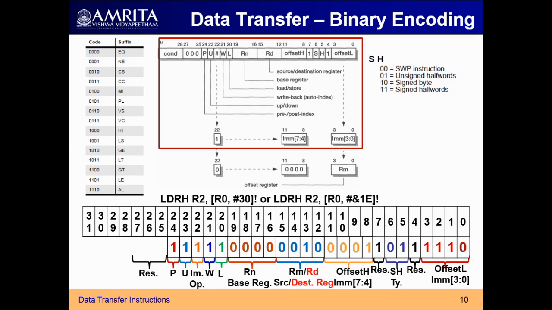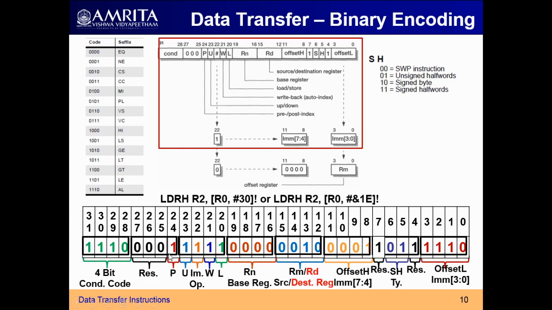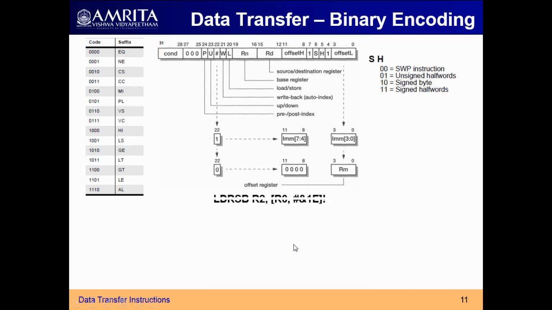Then the next 3 bits should be reserved as 0000. Then the last 4 bits will be used for representing the condition code. Since here I am not writing any condition code, I am assuming it as AL, so it will be decoded as 1110. So the corresponding hexadecimal value will be, what will be the value? E1 F0 21BE. So E1 F0 21BE will be the binary encoded format of this instruction.